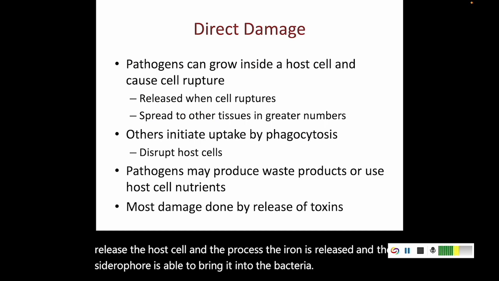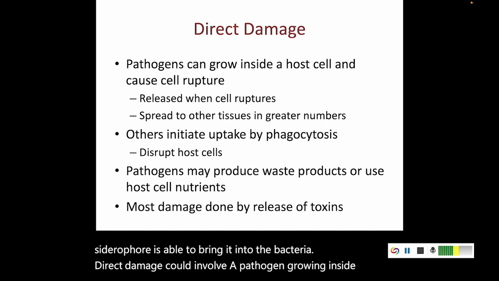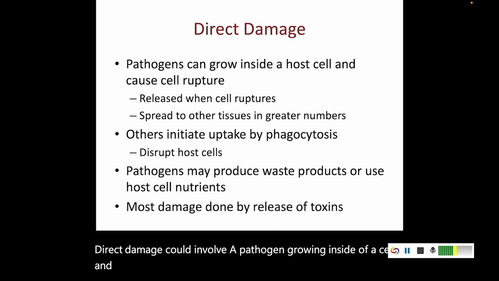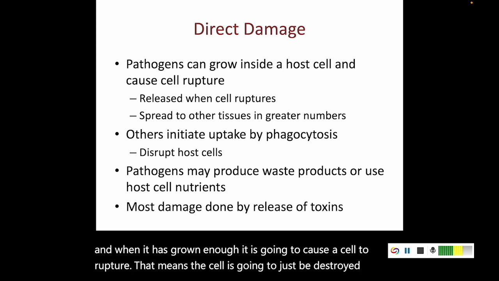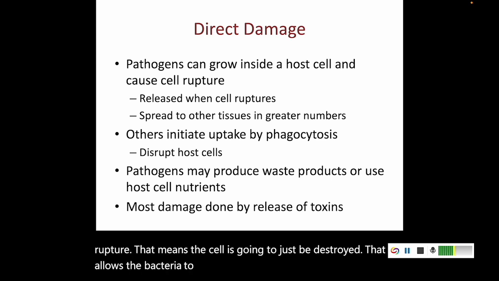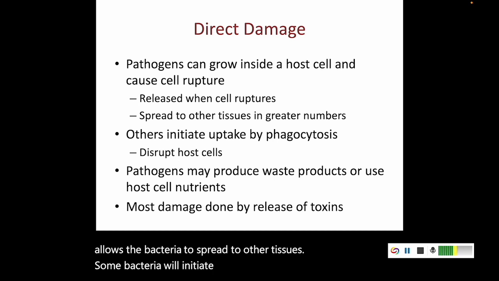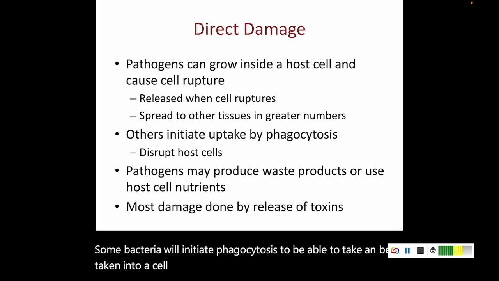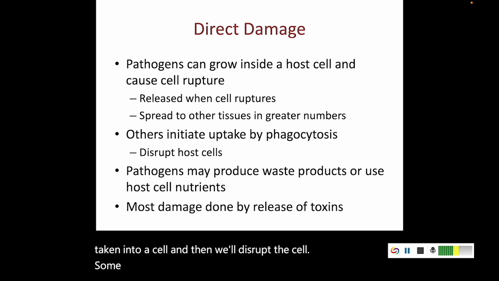Direct damage could involve a pathogen growing inside of a cell, and when it has grown enough, it is going to cause a cell to rupture. That means the cell is going to just be destroyed. That allows the bacteria to spread to other tissues. Some bacteria will initiate phagocytosis to be able to be taken into a cell, and then will disrupt the cell. Some pathogens will produce waste products. But most damage is going to be done by toxins.